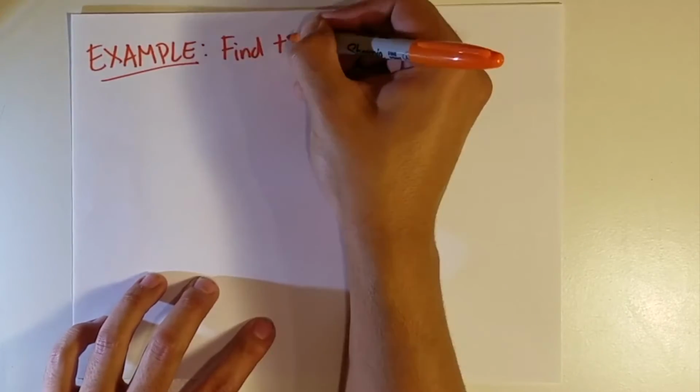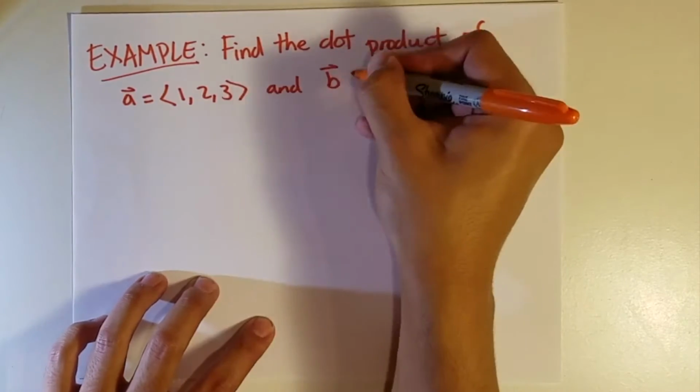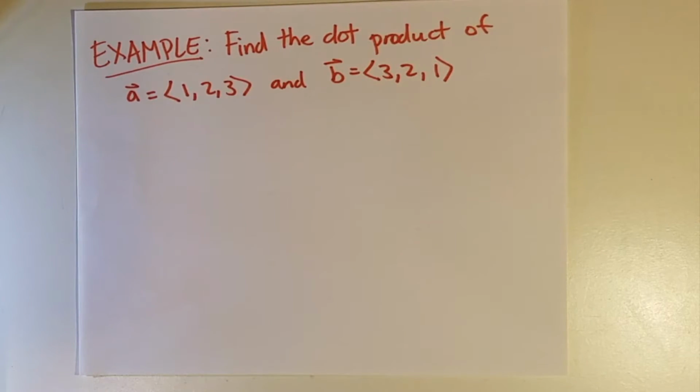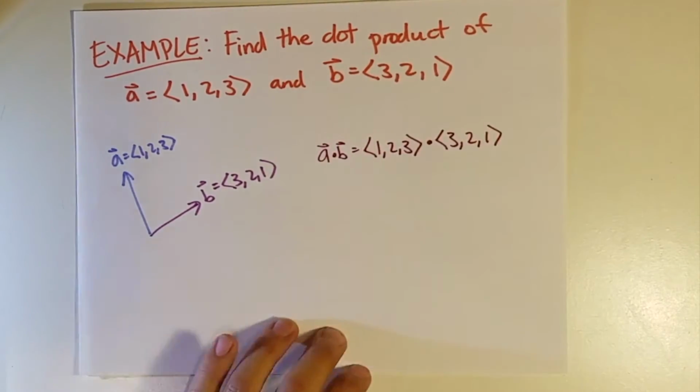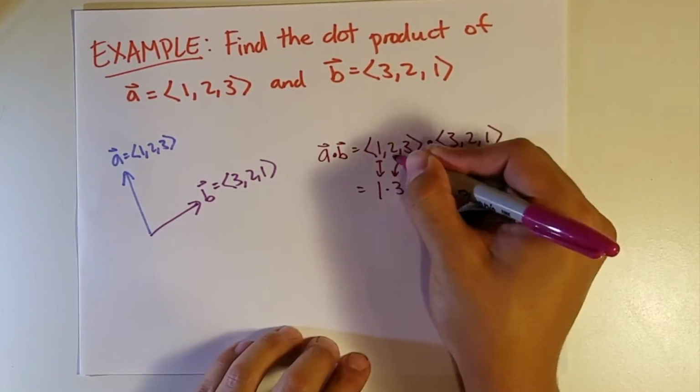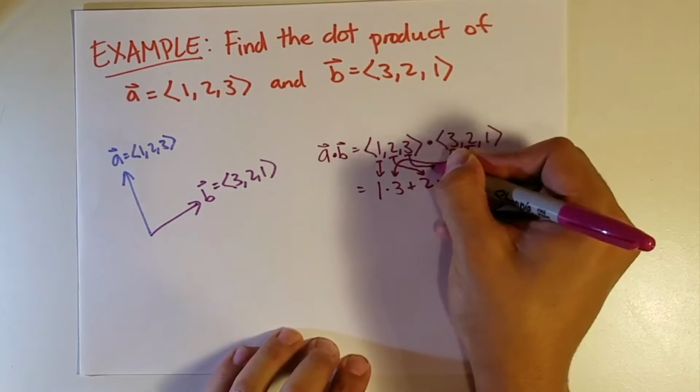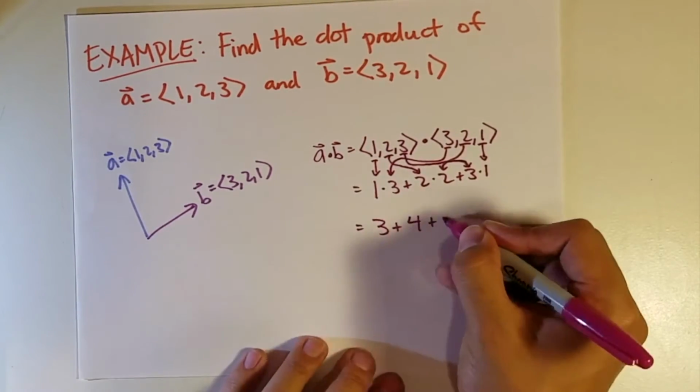The dot product is pretty simple, so let's do an example together. Find the dot product of (1, 2, 3) and (3, 2, 1). To do this, we simply multiply each component with each other, so 1 times 3, 2 times 2, and 3 times 1, and then sum them all together. At the end, we get 10.